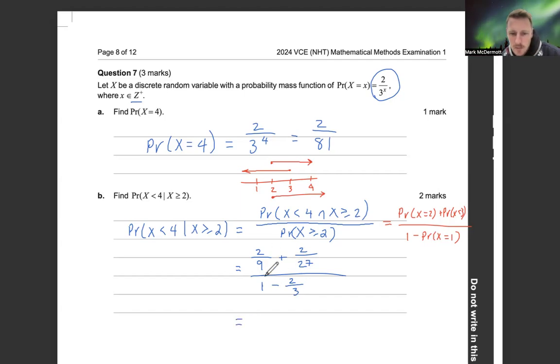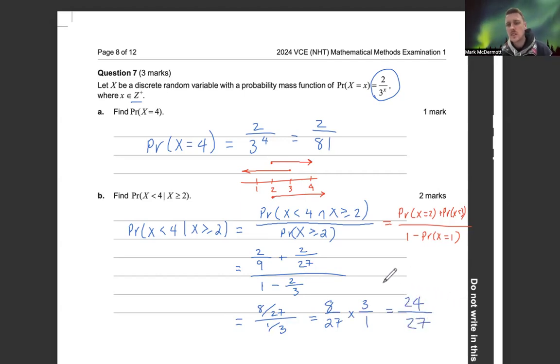Okay, let's get common denominators. Multiply this by 3, so I'm going to get 6 plus 2. I'm going to get 8 on 27 divided by 1/3. So that's 8 on 27 multiplied by 3 on 1, which is 24 on 27. Can that be simplified? Oh, it can actually. 3 goes into both of those. 3 goes into 24 8 times, so 8/9. I think that's right. Fingers crossed.